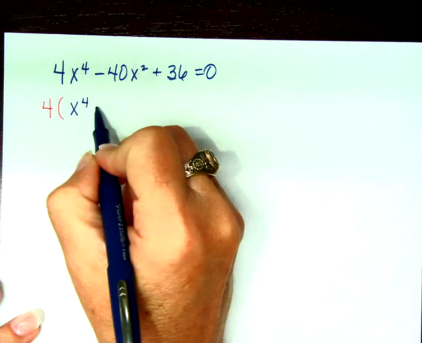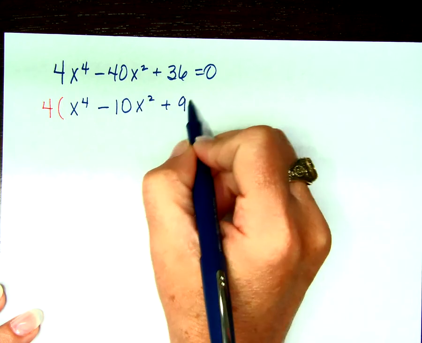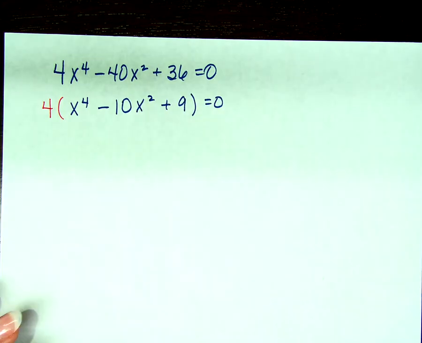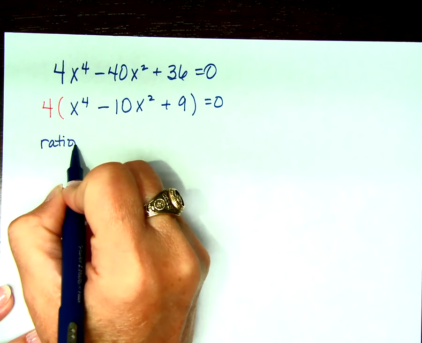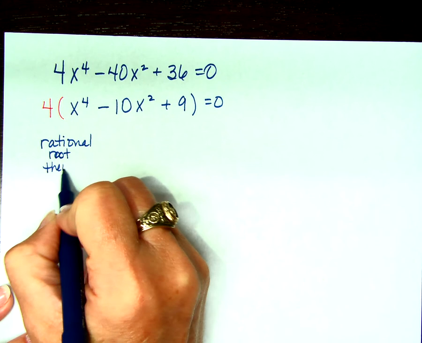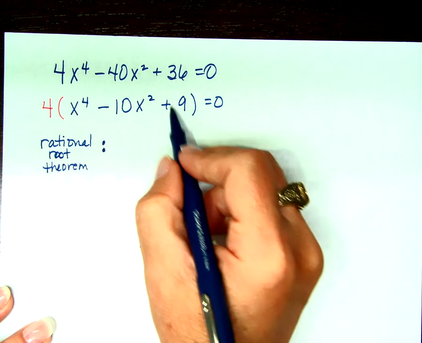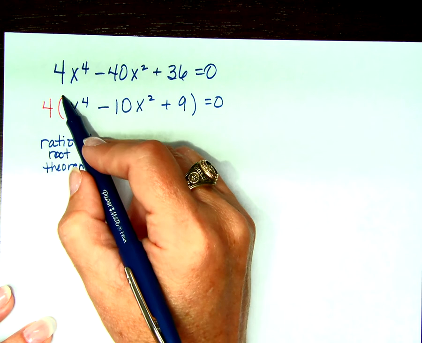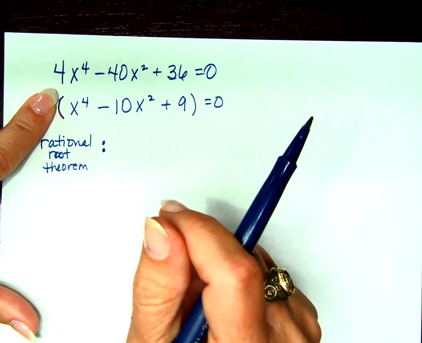x to the 4th minus 10x squared plus 9 equals 0. Okay. What does rational root theorem ask us to do now? All the factors of 9 divided by the factors of 1, right? Since I factored the 4 out, I'm ignoring it now, aren't I?